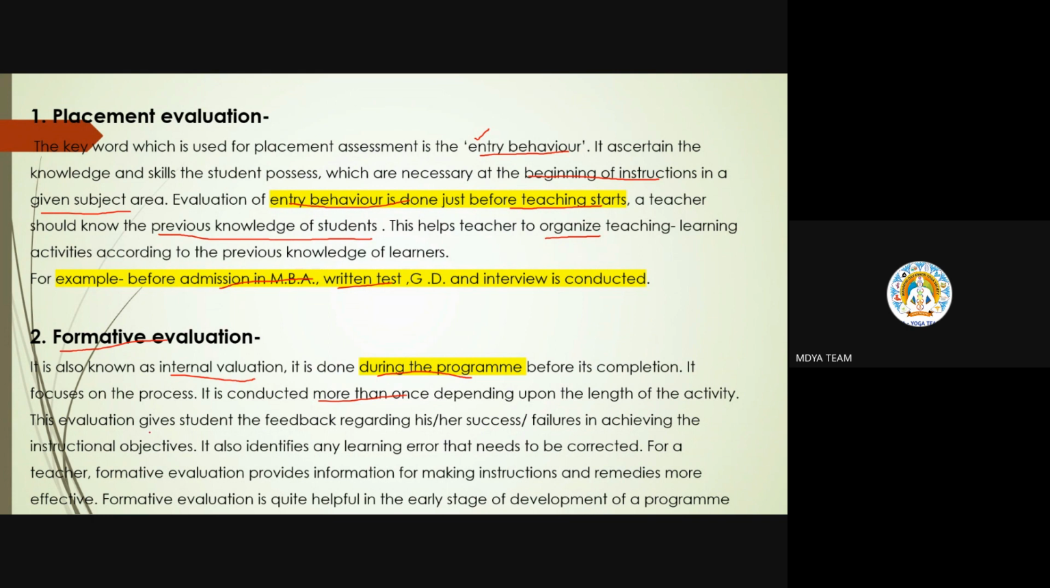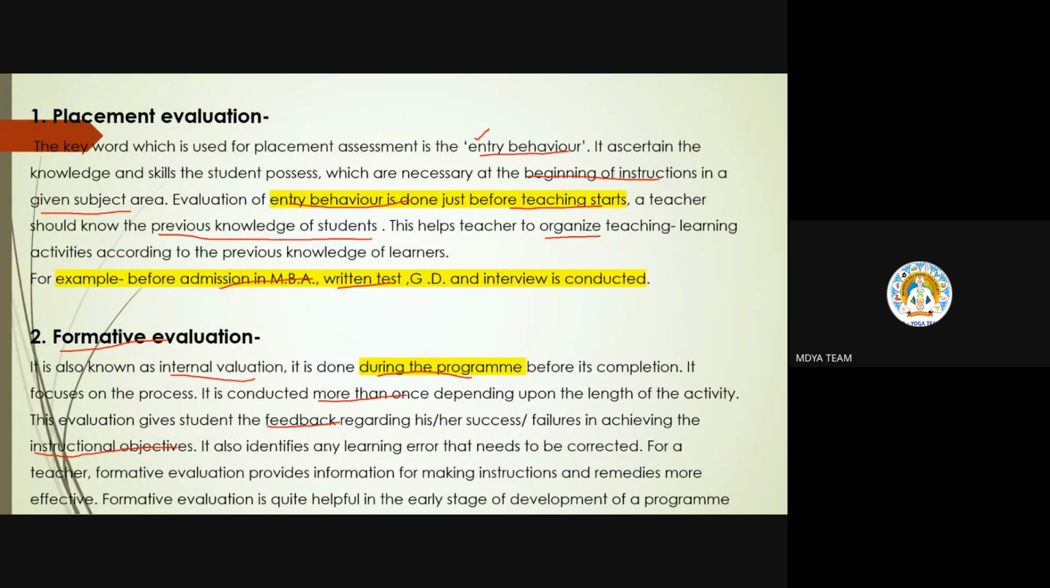This evaluation gives the student feedback. Evaluation is also a type of feedback. So it gives the student feedback regarding his or her success or failure in achieving the instructional objective. If the learner is performing well in the assessment, it means the predetermined objectives are being achieved. And if not, the teacher can repeat the process and again take the formative assessment.